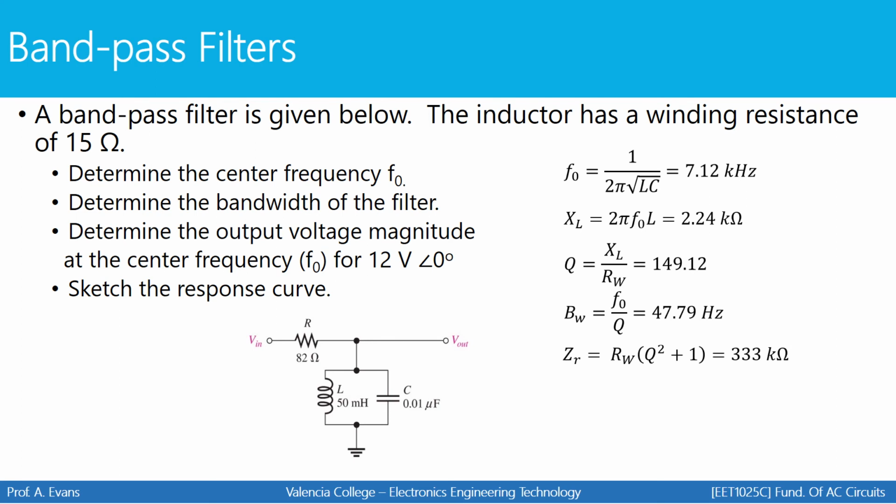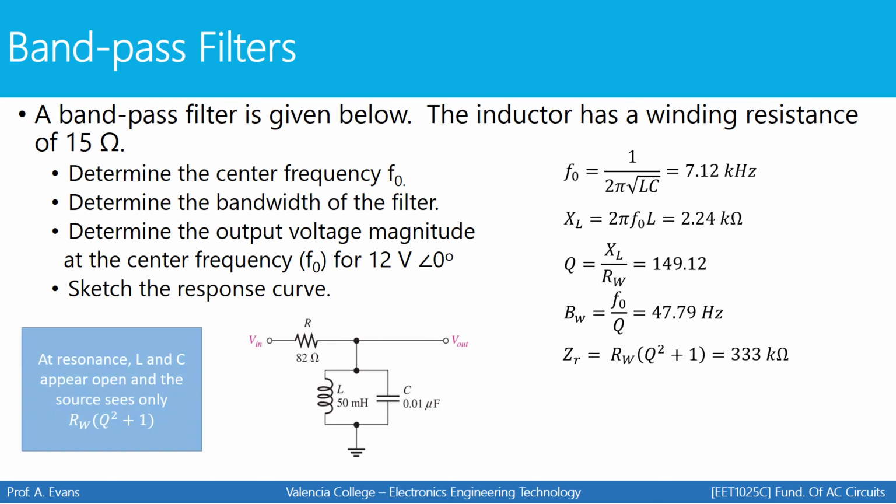Since this is a parallel resonant bandpass filter, we have to compute the impedance that's going to be observed at resonance using the formula RW times the quantity Q squared plus 1. Remember that at resonance, L and C appear open, and the source is only going to see ZR as the impedance at that particular branch. Now our output becomes a voltage divider, where we have ZR divided by ZR plus R times 12 volts. So our output at resonance is 11.997 volts.